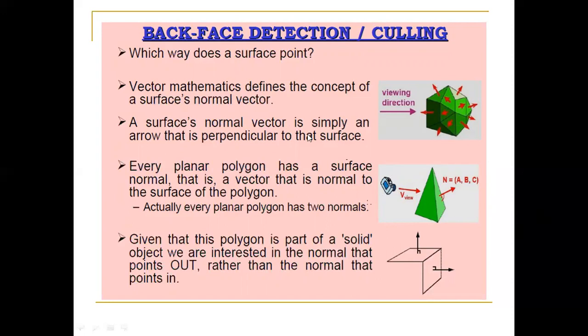We take a surface normal vector, which is simply an arrow perpendicular to that particular surface. That is my surface normal vector N. Since it is a 3D object, I take it as A, B, C, or you can write it as X, Y, Z. Every planar polygon has a surface normal, a vector that is normal to the surface of the polygon. Given that this polygon is part of a solid object, we are interested in the normal that points out rather than the normal that points in, right? So we consider the normal moving out of the object rather than the one moving inside.